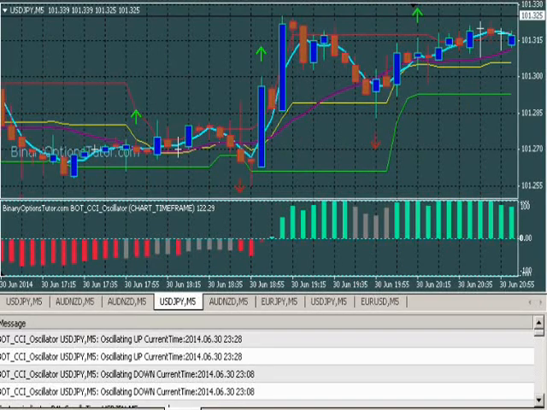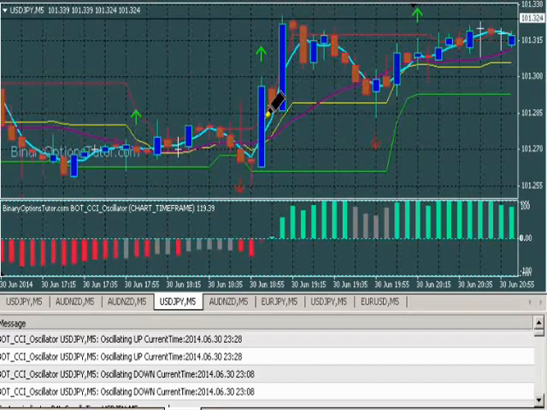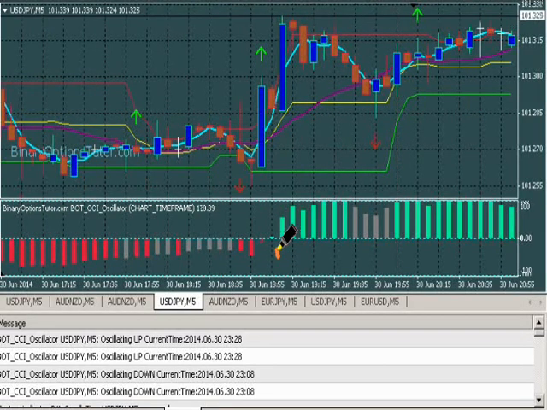There's another instance right there where we can see a little crossing, and again there's that move to the upside.